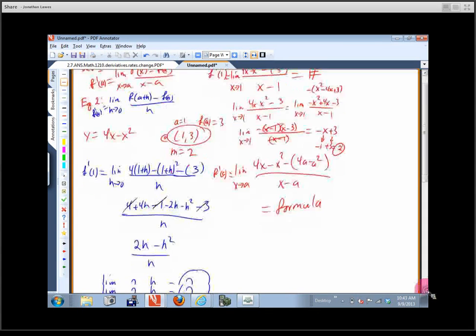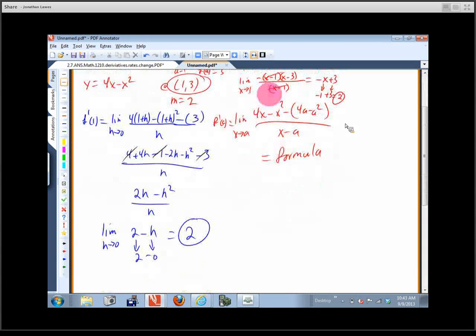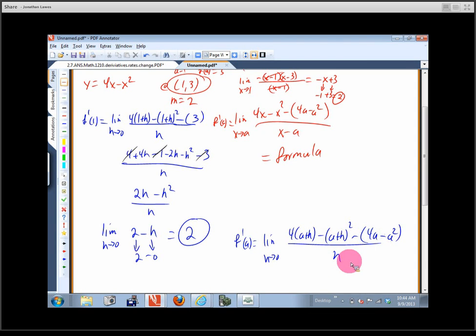Okay, if we did this, we'll end up with a formula. Or if we did this, change colors again. If I did f prime at a equals the limit as h approaches 0, okay, it's going to look something like this. It's going to be 4 times a plus h minus a plus h quantity squared minus f of a, so that's going to be 4a minus a squared, all over h. Okay, if you do this, you're also going to end up with a formula. You're going to end up with a new function.